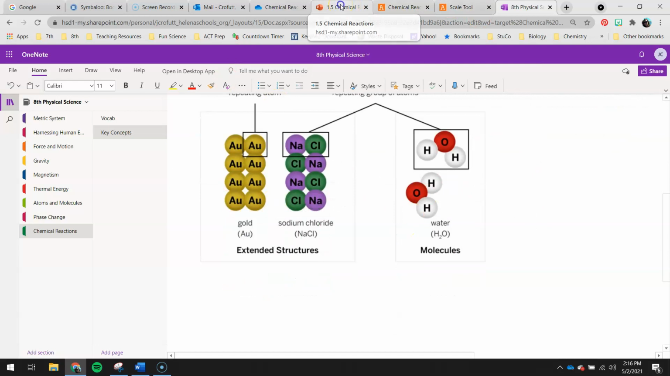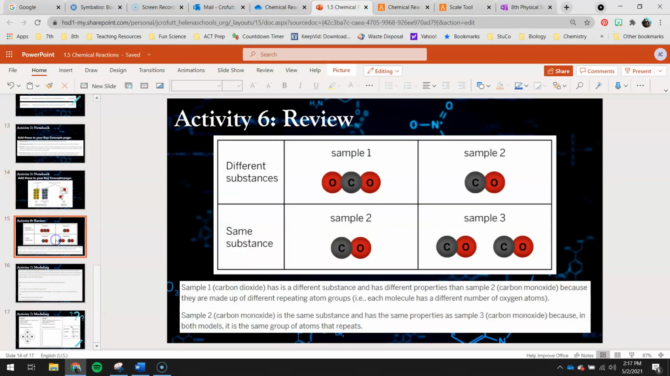So let's review back to what we did in the simulation. Okay, in the simulation you saw sample 1, sample 2, and sample 3. Sample 1 is carbon dioxide. It has carbon and 2 oxygens. Versus sample 2 is carbon monoxide. Okay, both very different. Carbon monoxide can kill you, versus carbon dioxide is something that we produce naturally in our body when we go through cellular respiration. Okay, so these are definitely two different substances, although they're both made out of carbon and oxygen. They're made out of different numbers of oxygen, and that makes them very different in their properties.